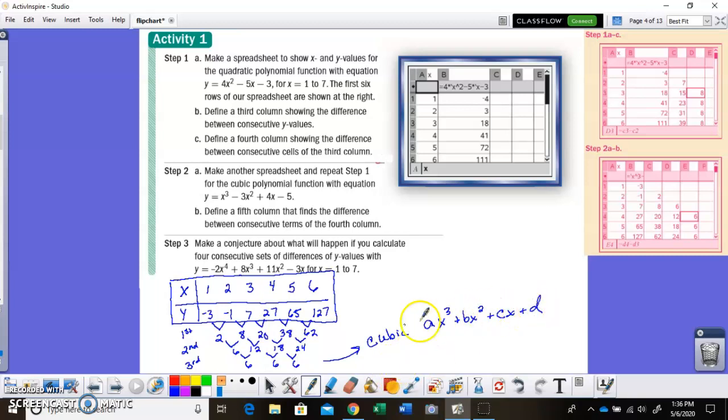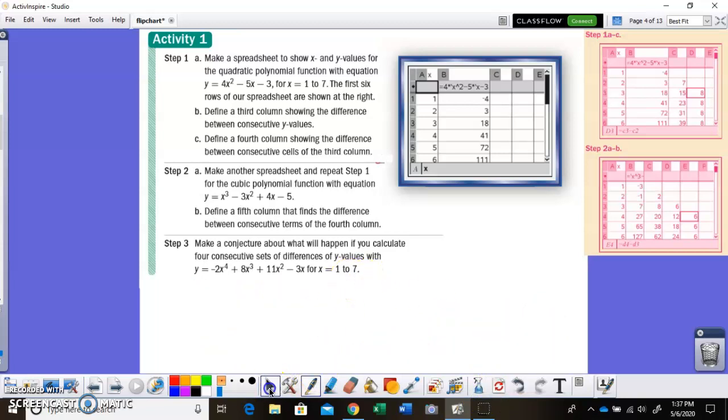Okay, so that's how we're going to do this. We knew it was cubic because that's the function it gave us. So we ended up with 3 levels of differences that told us that it was cubic. So when we look at this last one here, step 3, negative 2x to the 4th power, how many sets of differences do you think it's going to take us until we get to a constant number? Hopefully you predicted right, but let's go ahead and do it and make sure.